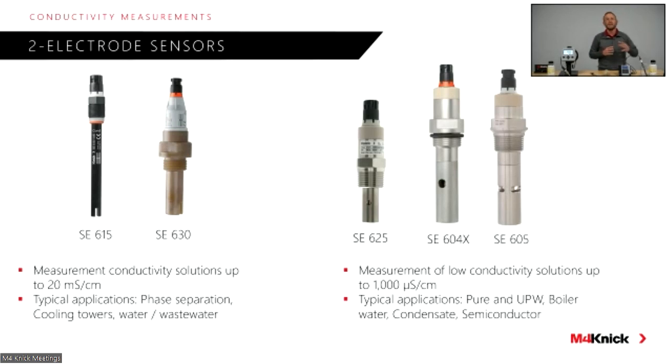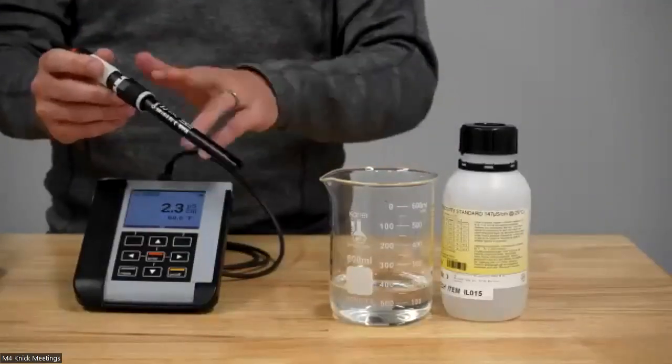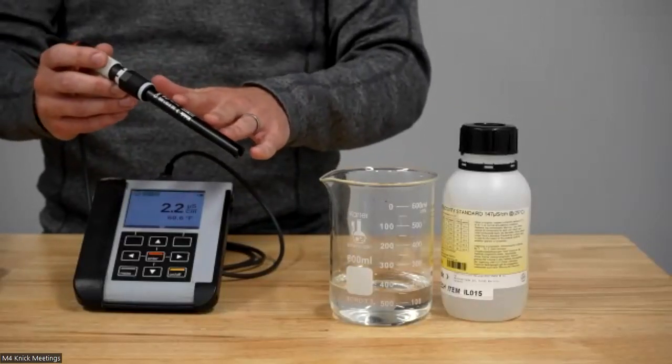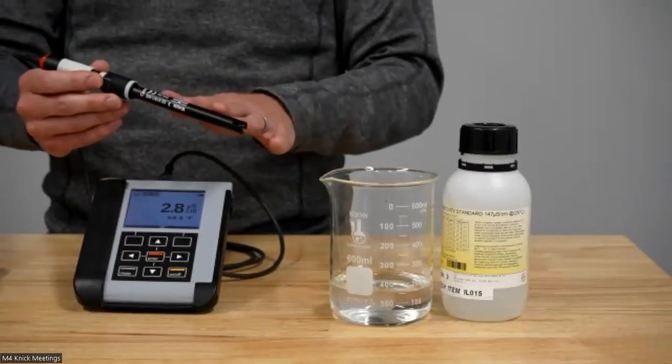Now, the two sensors that you see on the left, the SE615 and the SE630, these are also two electrode sensors. And most commonly, a good rule of thumb is around 20 to 30 millisiemens is really the max recommended measurement range for a two electrode sensor. We'll take an opportunity and we'll show the camera here. We actually have our SE615 two electrode conductivity sensor here. Again, this particular sensor, as shown on the last slide, ranged up to 20 millisiemens.